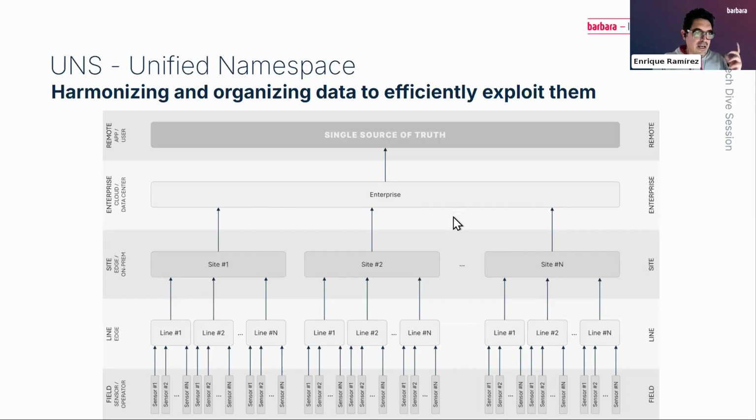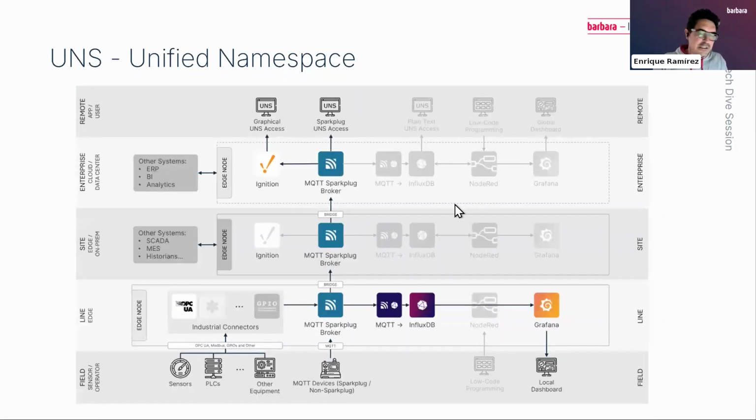We are going to see a simple use case in which we have only one enterprise, obviously, one site and two lines. Okay, and this is the architecture we are going to deploy. We have the line level, we have the field level where we have different sensors, PLCs or other equipment. We are going to use an OPC UA connector. Okay, this is the edge node in the line level. So we are going to deploy an OPC UA connector in this edge node to read all the information from this equipment. It will be publishing all the data to this MQTT broker.